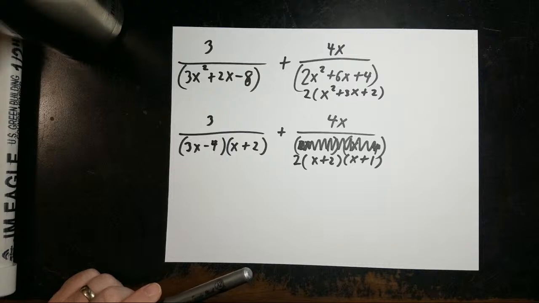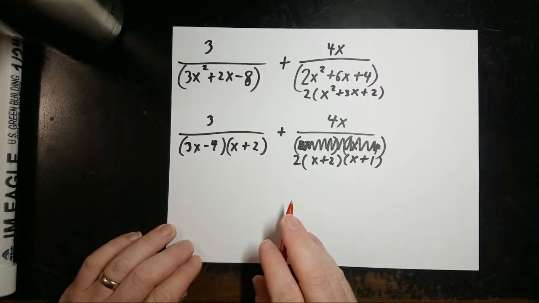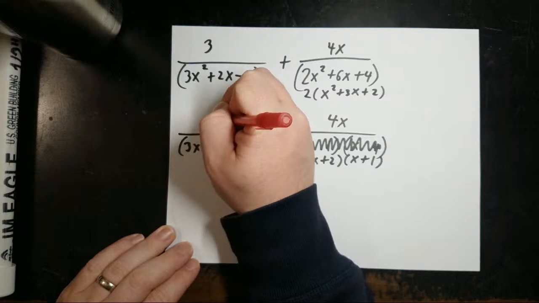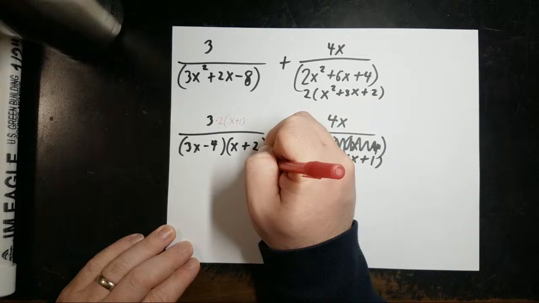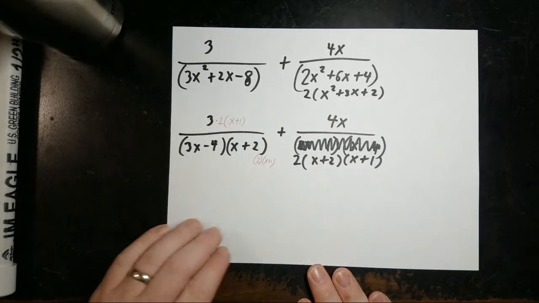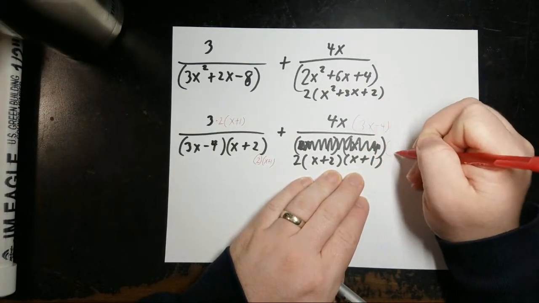So, I'm looking at this problem. They both have an x plus 2 in common. Where's my red pen? There it is. They both have an x plus 2 in common, so I don't have to worry about that. This first one is missing both a 2 and an x plus 1. This second one is missing 3x minus 4.